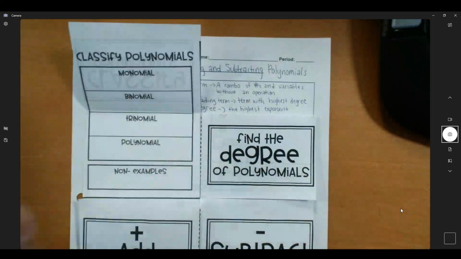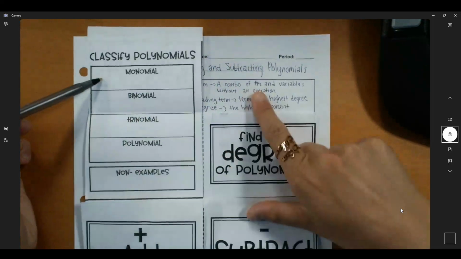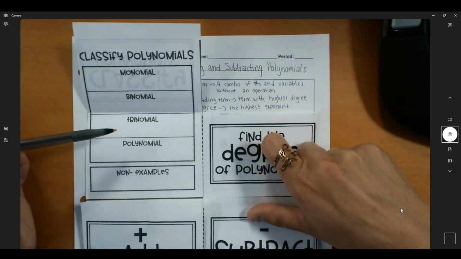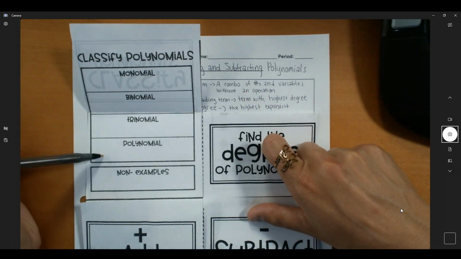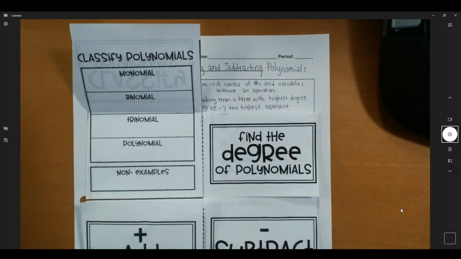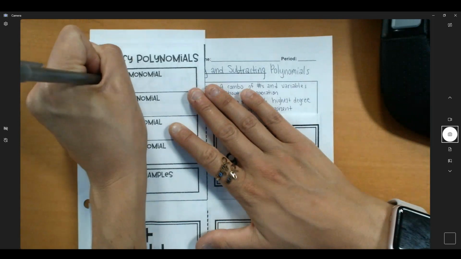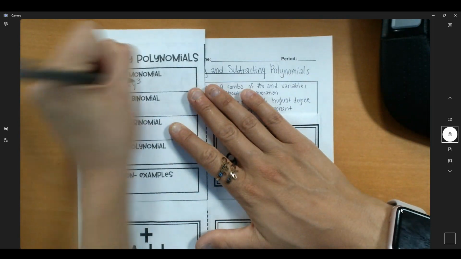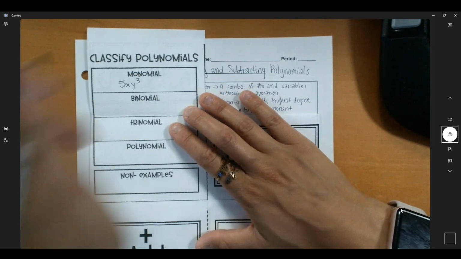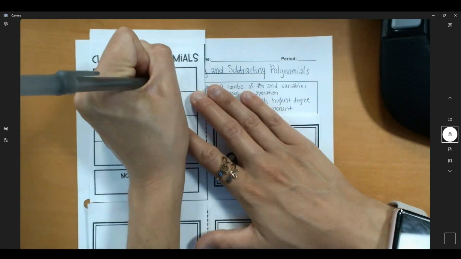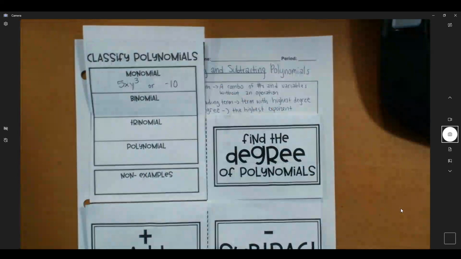So these are the different types. A monomial is one term. A binomial is two terms. A trinomial is three terms. A polynomial is anything four or higher. Okay, so an example of this could be something like 5xy cubed. Or -10. That's also considered a term because it doesn't have a plus or minus sign or anything like that. So either of those could be a monomial.